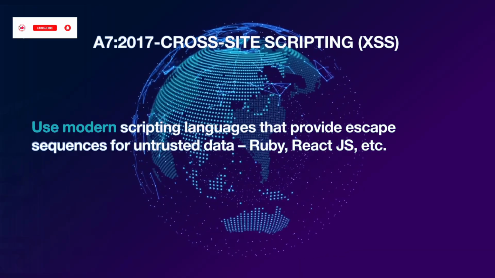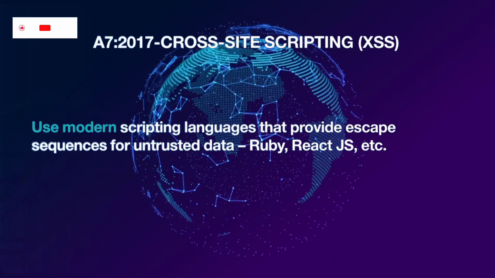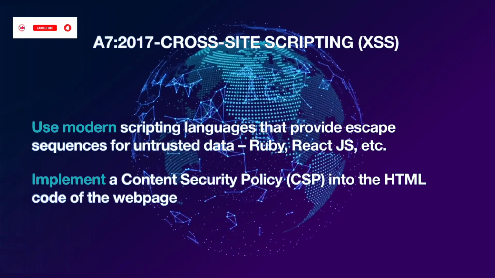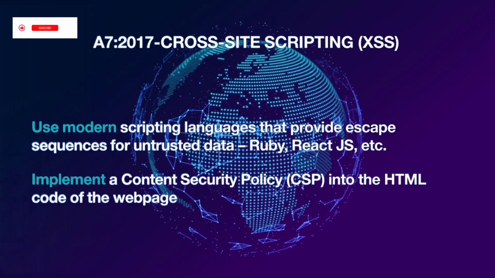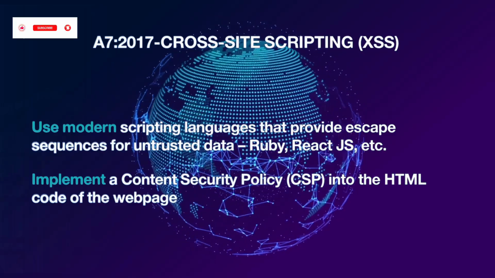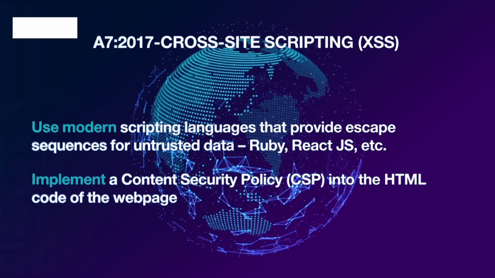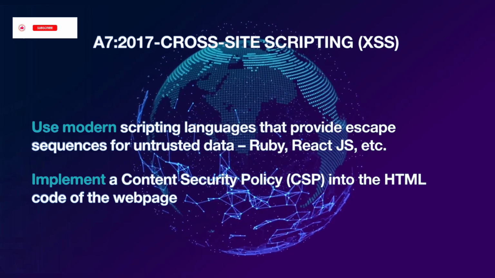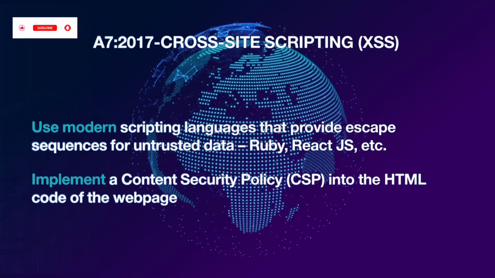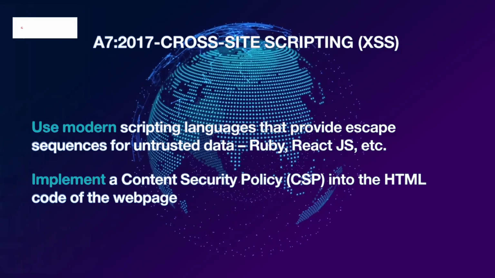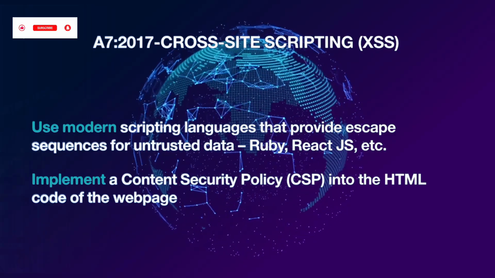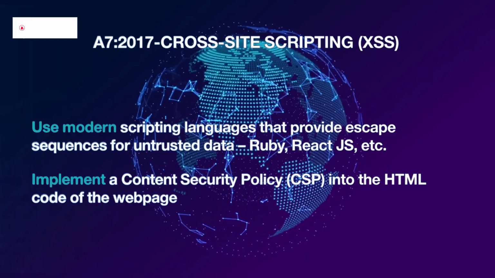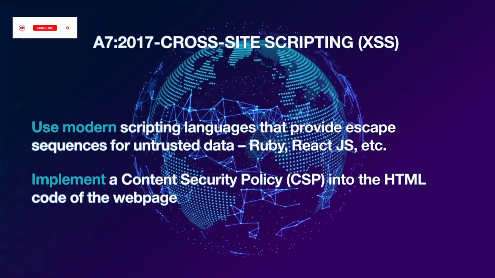And also we want to implement content security policy into the HTML code of the web page. Now this is a hard-coded directive or instruction for the code, and it will authorize specific actions within the web page and deny everything else. So how many times have I said permit by exception and deny by default? That's exactly what the CSP is designed to do for HTML.